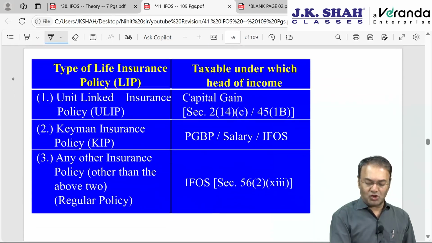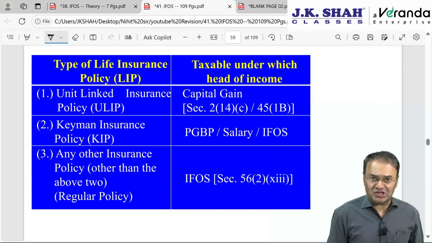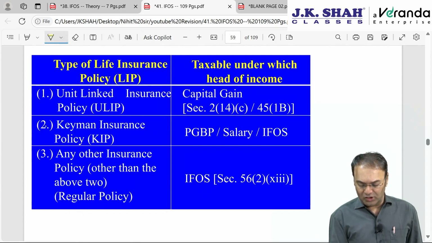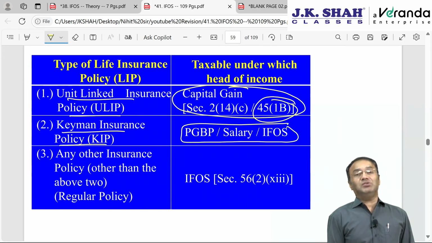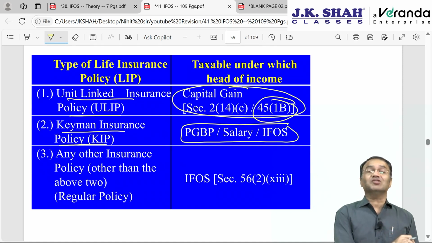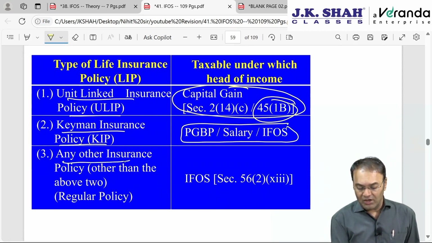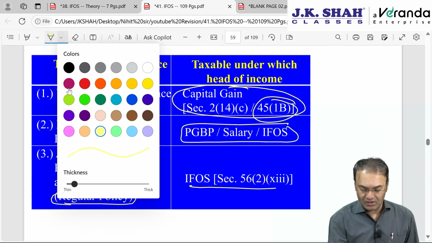Okay, when will maturity proceeds not be exempt? It could be either because annual premium exceeds a particular percentage or annual premium exceeds 5 lakh rupees. If it is a unit linked insurance policy, ULIP, then taxability is under capital gain, section 45(1B). If it is a Keyman insurance policy, it could be taxed under PGBP if received by Balaji Telefilms, under salary if received by Ekta Kapoor, the key person, or under IFOS if received by family members of Ekta Kapoor. Or if it is any other insurance policy other than the above two, we call it a regular policy, then taxable under section 56(2)(xiii).